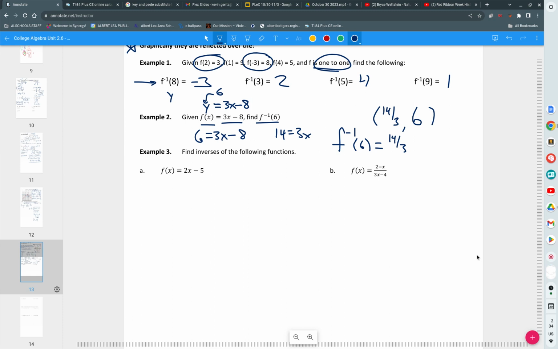What do you think? Not too bad? Take out your graphing calculator. Go, go, go.